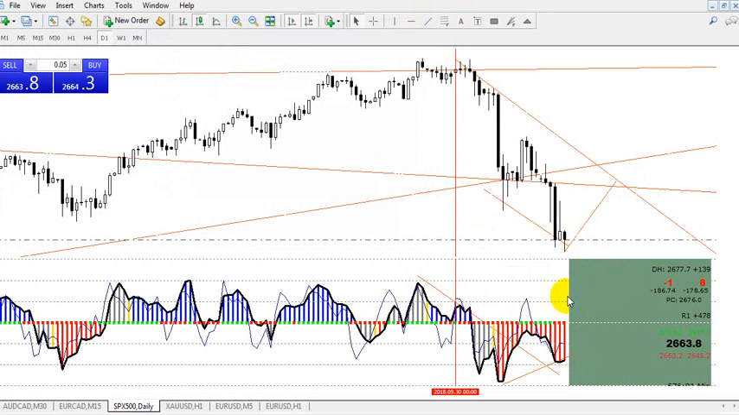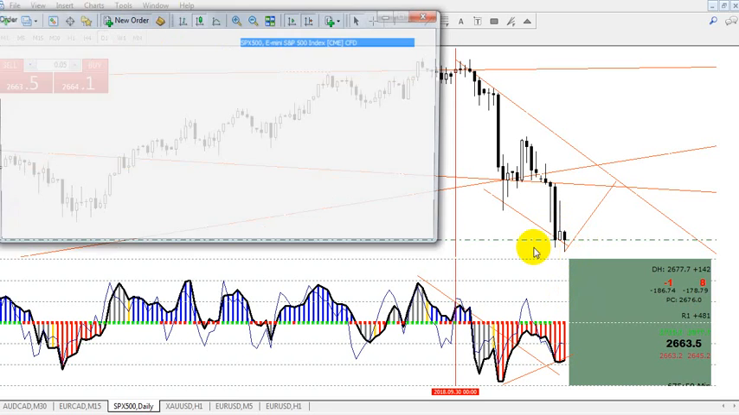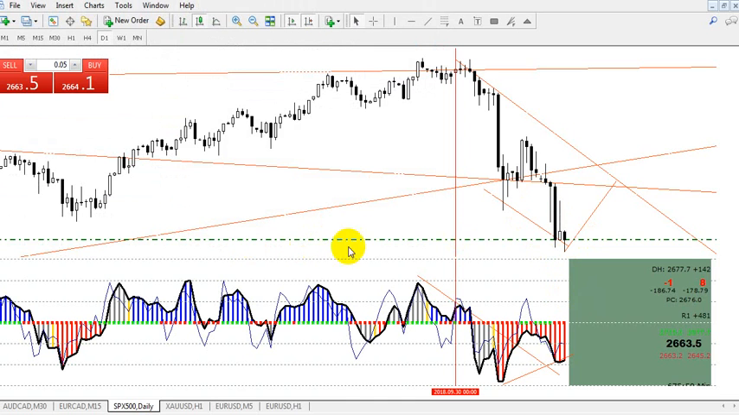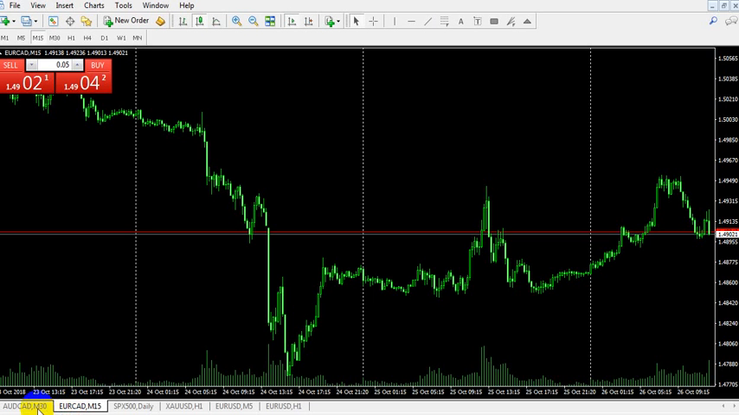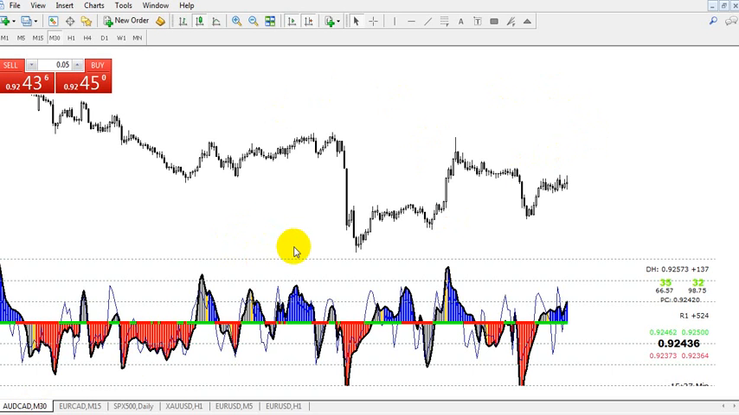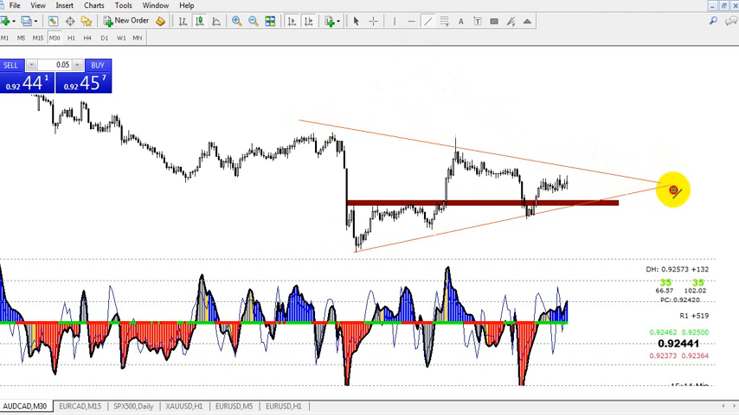Okay. Let me buy two. The target is around here maybe. So AUD, Australia, Canada, Australia, Canada here. Anyway, if the trader is not sure, you have to wait for a break here.